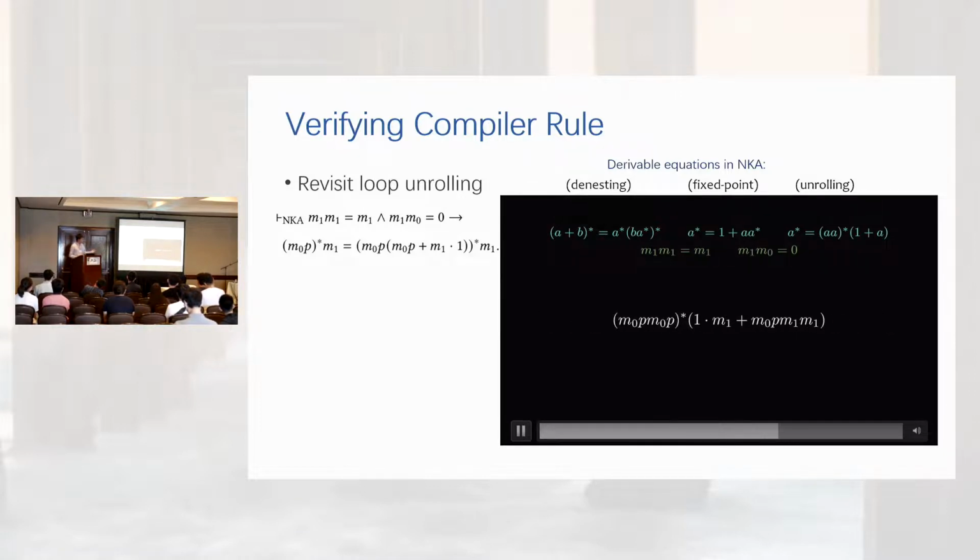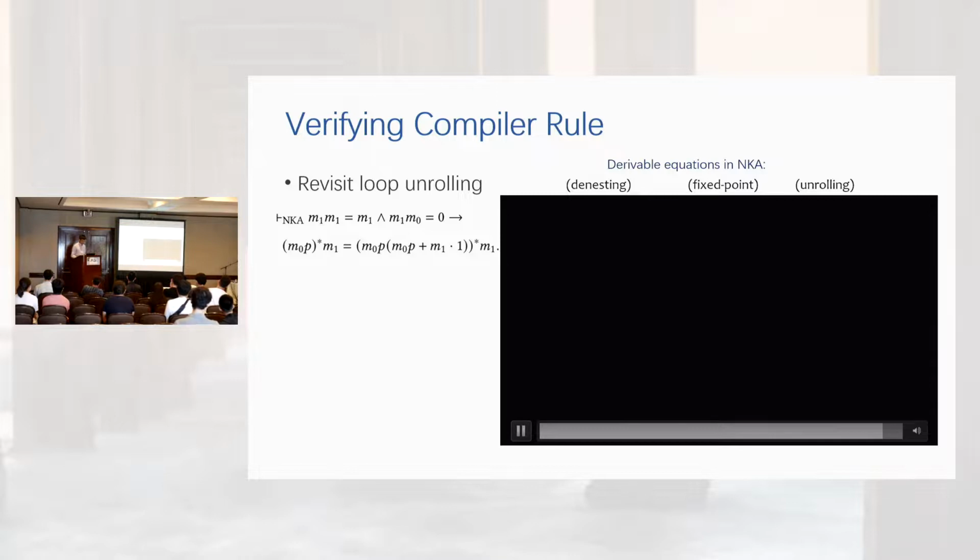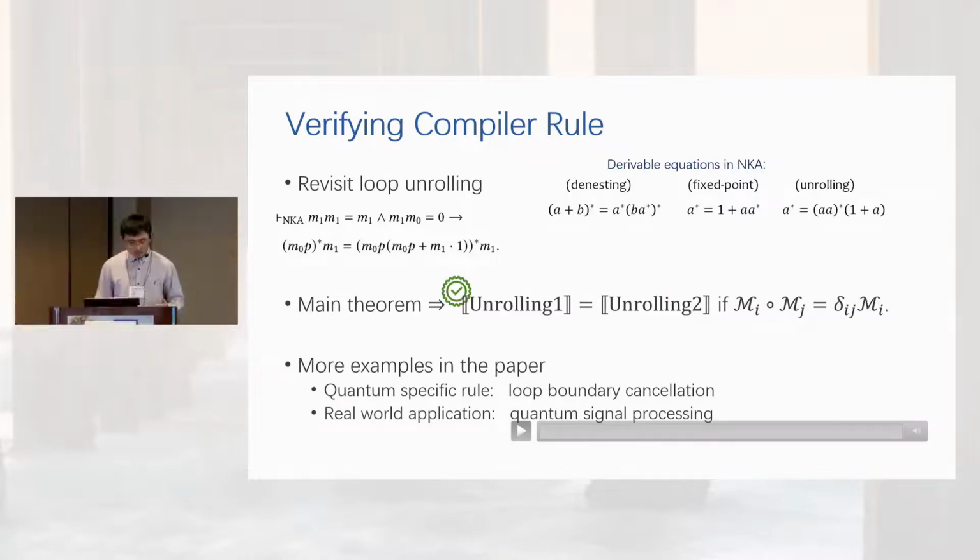With a series of rule applications and algebraic derivations, we can finally get that the two expressions encoding the two programs are equivalent under the axioms of NKA and the premises. Applying the main theorem, we have formally verified that the denotational semantics of these two programs are equivalent. We have more examples in our paper, and we refer you to all these interesting examples.